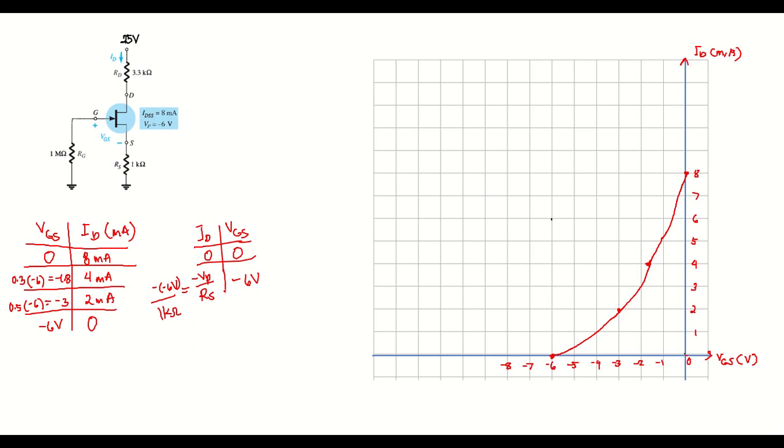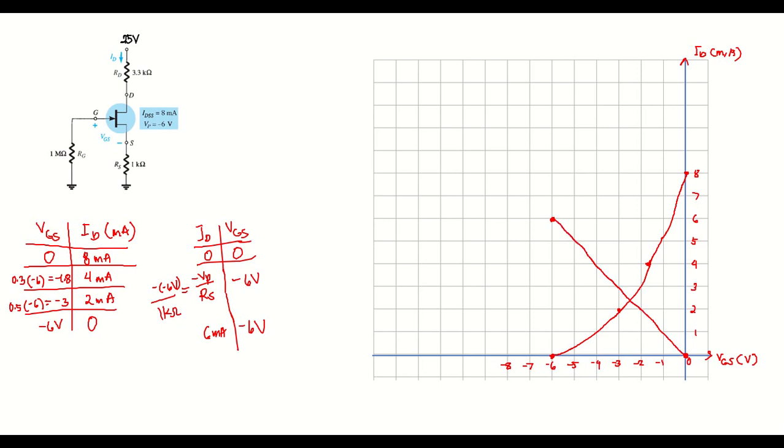6 milliamperes. So 6 milliamperes, negative 6 volts. So let's locate that point, 6 and 6. And then we will just connect the 2 points here. So from the 6, 6 going to the origin, we will just draw a straight line.